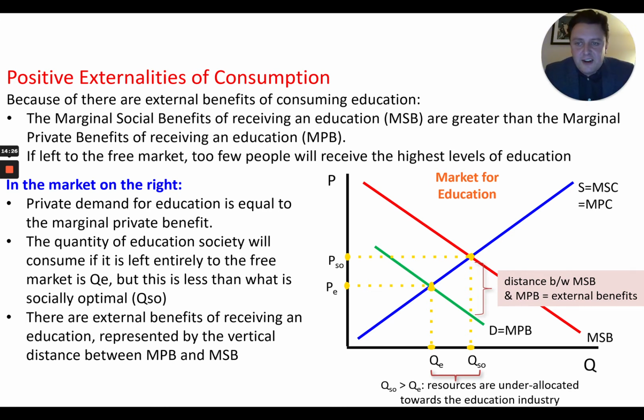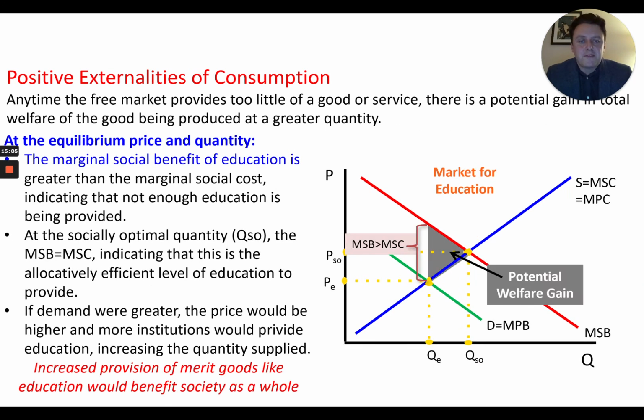So within this diagram, the private demand for education is equal to the marginal private benefit. The quantity of education society will consume if it's left entirely to the free market is QE. Once again, it's less than the socially optimal. Okay? Make sure you get that correct in your essays. There are massive benefits of receiving an education to the whole of society, and this is represented as the vertical distance between marginal private benefit and the marginal social benefit.